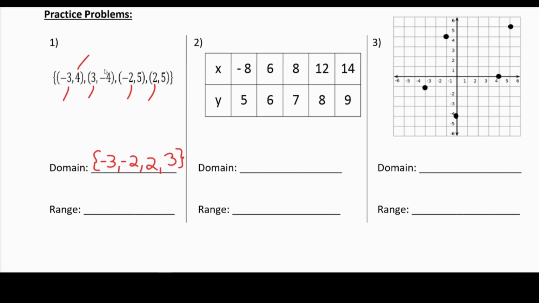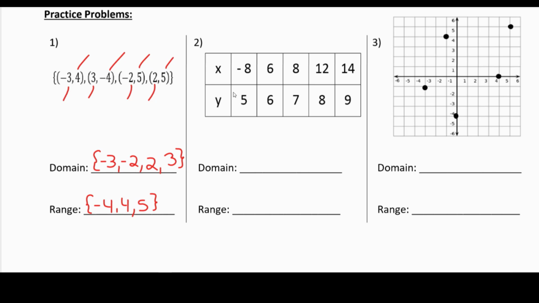For the y values, I'm going to look for the second number. And I'm going to start my range with the smallest one, which is negative 4, followed by 4. And then the last one will be 5. Notice that the 5 happens twice, but I only have to write it one time in my range.